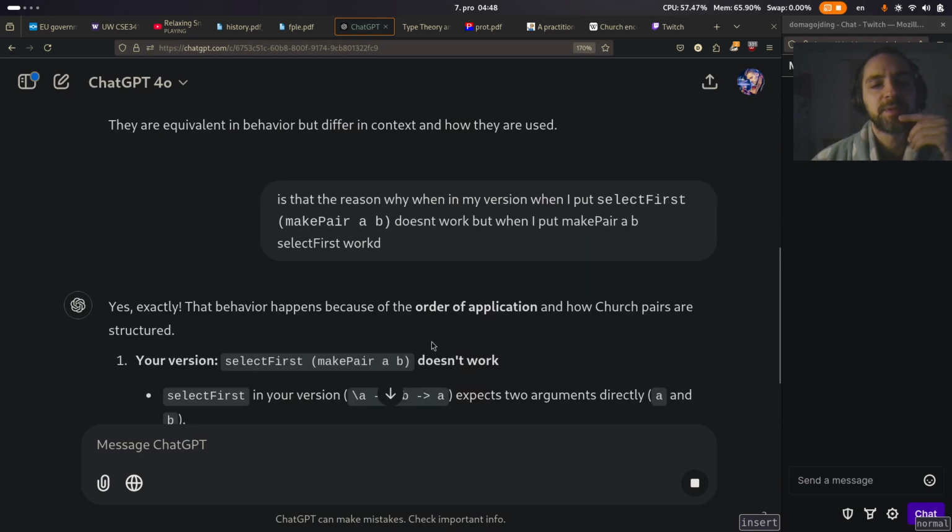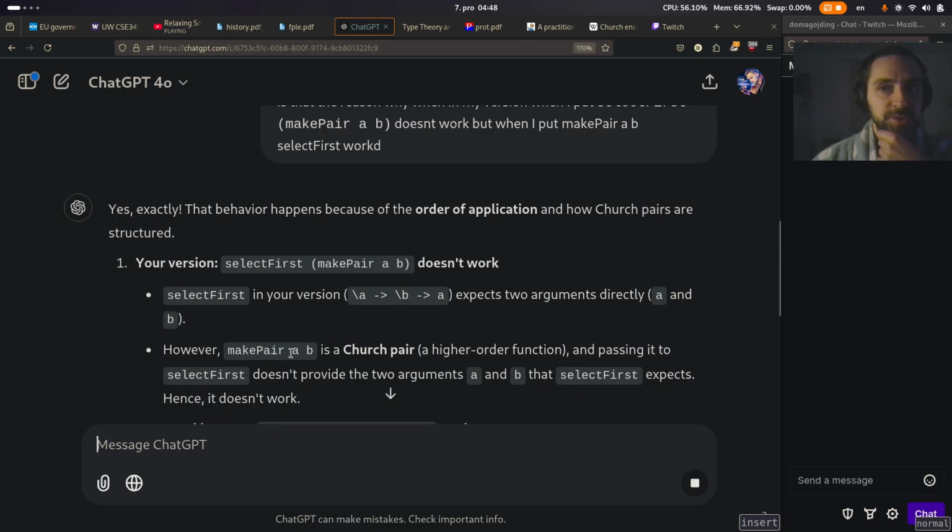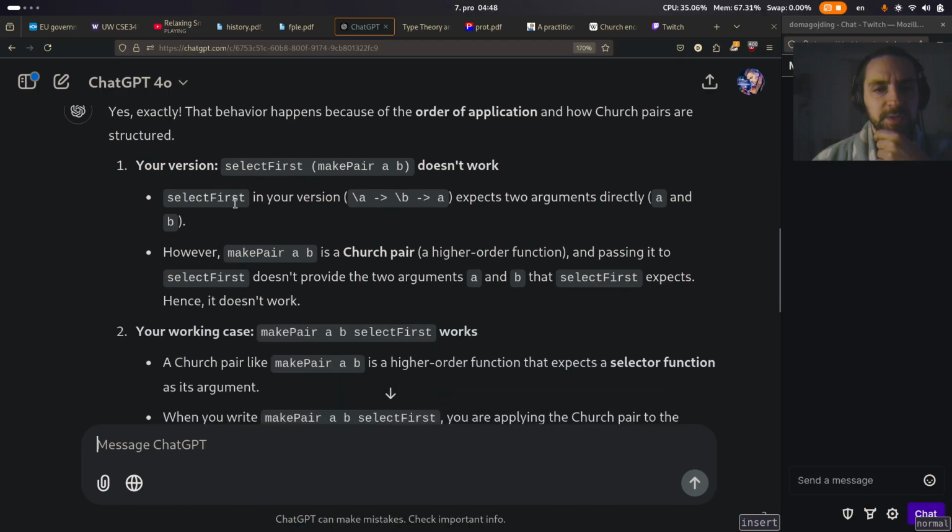The behavior happens because of the order of application and how church pairs are structured. Your version, select first make pair, doesn't work. Select first in your version expects two arguments directly. However, make pair AB is a church pair, a higher order function, and passing it to select first doesn't provide the two arguments A and B that select first expects.